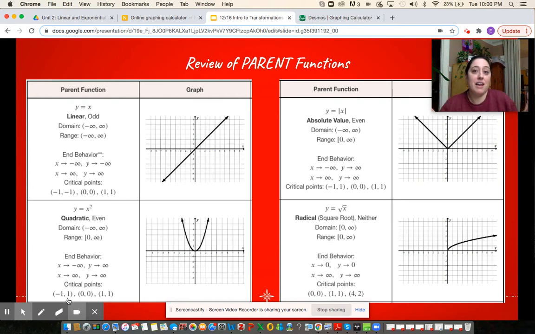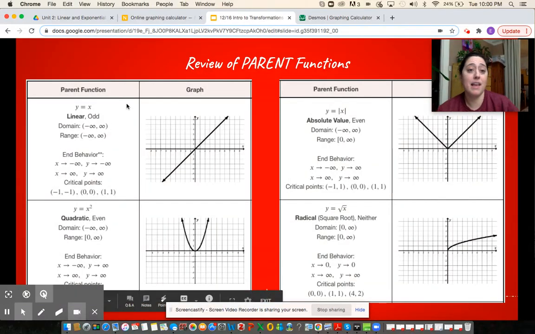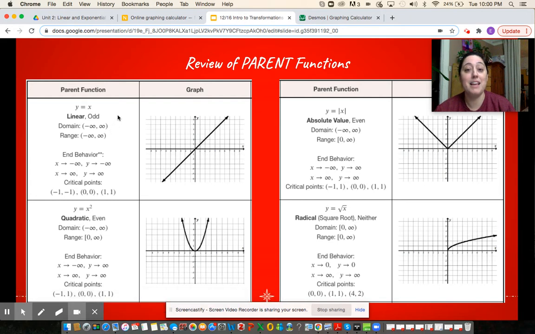The reason for that is in at least today's examples, they refer to parent functions because they use them as a starting point and then they move the graph left, right, up, down, right? So just review that. And here's a little hint: in the Desmos activity, they do ask some information that is on here.